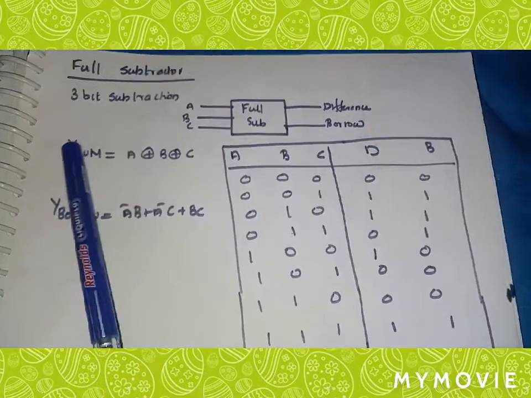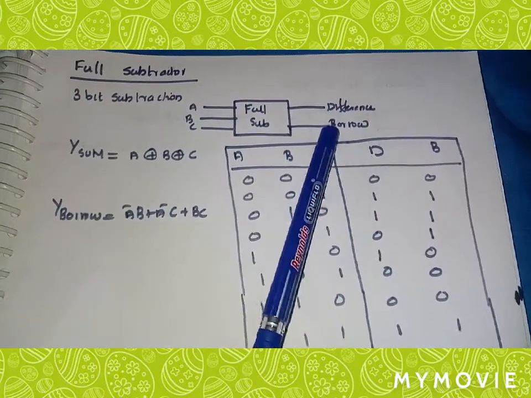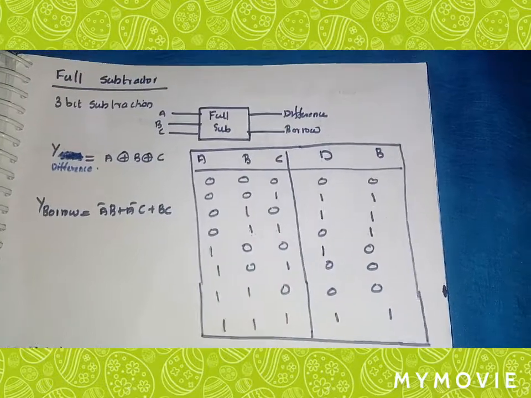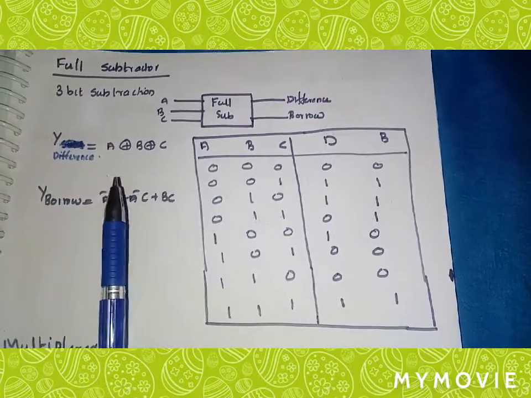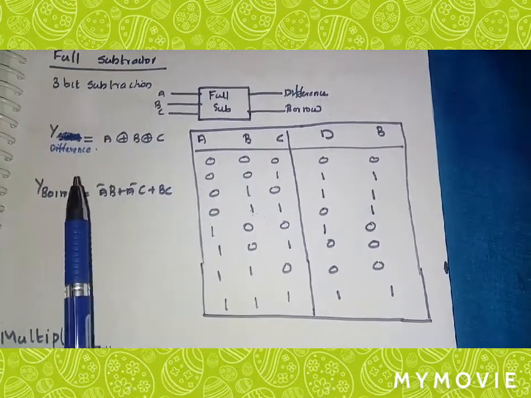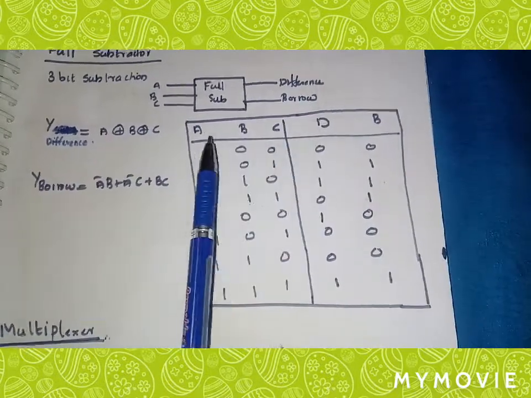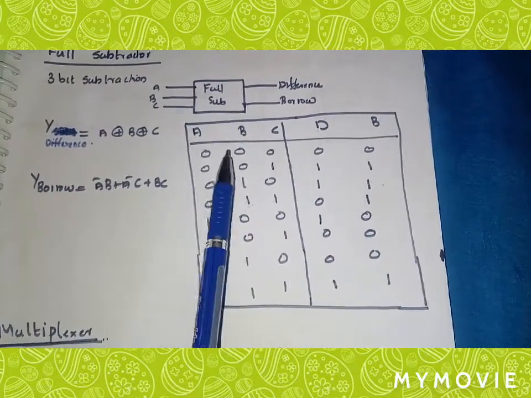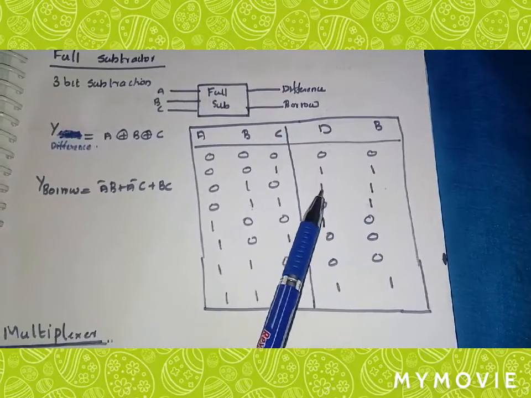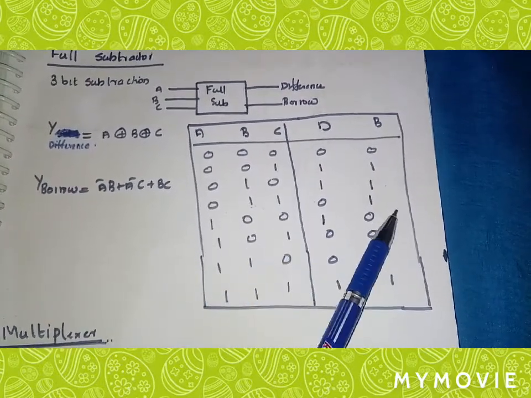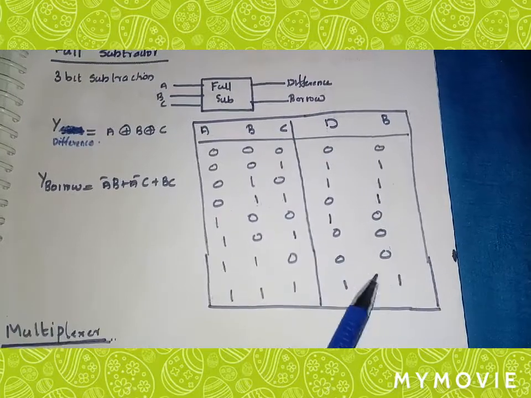In a full subtractor, a 3-bit subtractor, A, B, C are the inputs, and difference and borrow are the outputs. Y difference is equal to A XOR B XOR C, and Y borrow is equal to A bar B plus A bar C plus BC. The truth table lists the inputs A, B, C with the corresponding difference and borrow values.